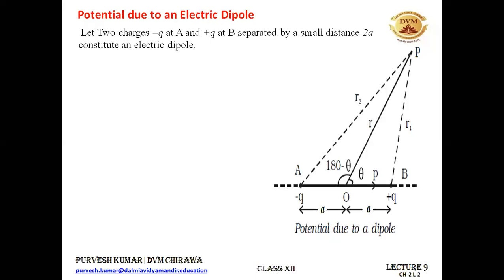If it would be an equatorial point, it should be lying at the perpendicular bisector. And if it would be an axial point, then it must be lying on the axis of the dipole. But it is neither lying on the axis nor lying on the perpendicular bisector. That's why it is any general point. So we will be deriving it for any general point, and then we can reduce it for the special cases of equatorial and the axial line.